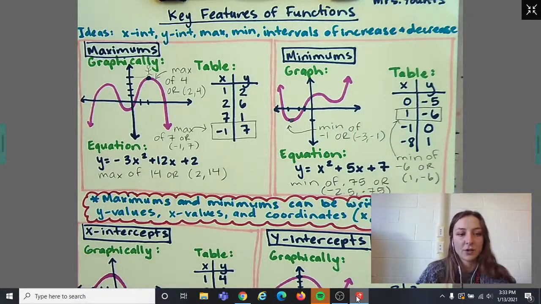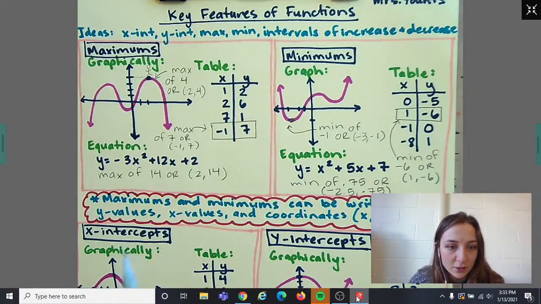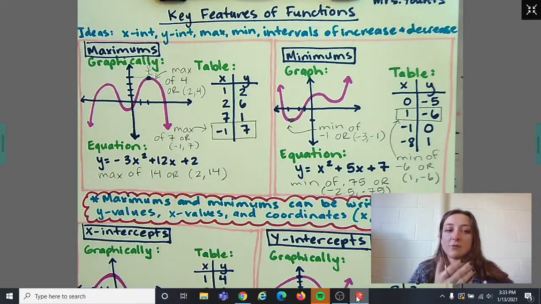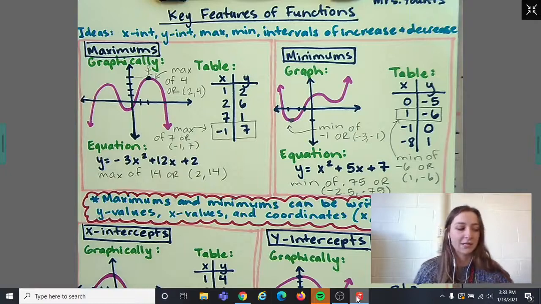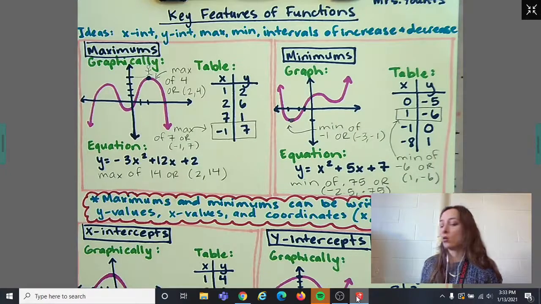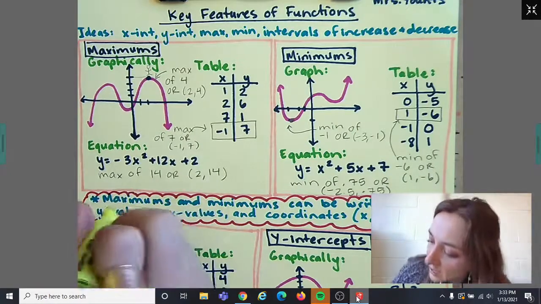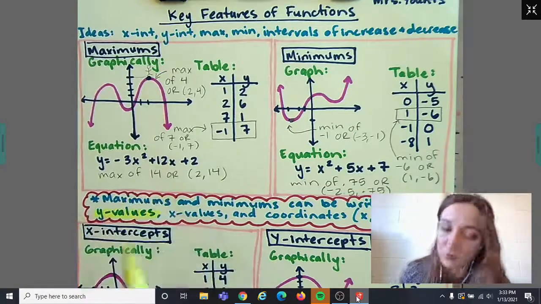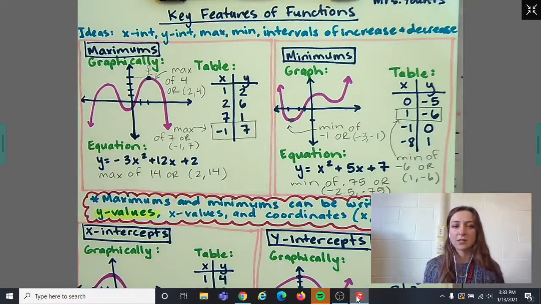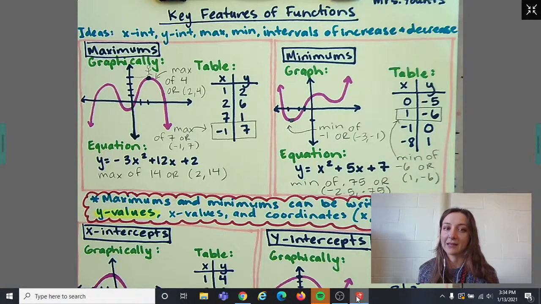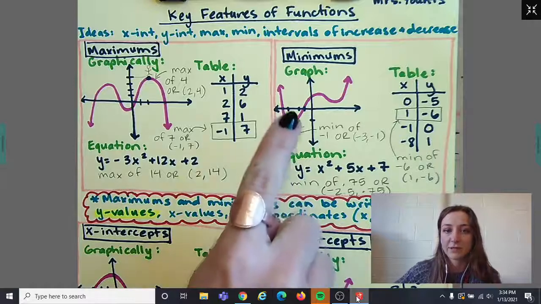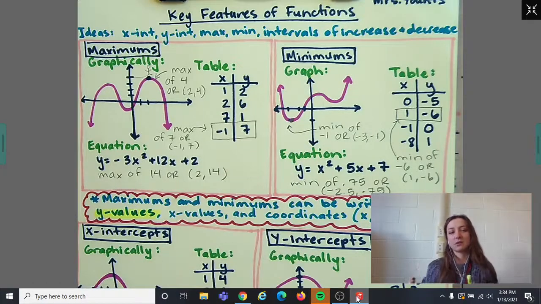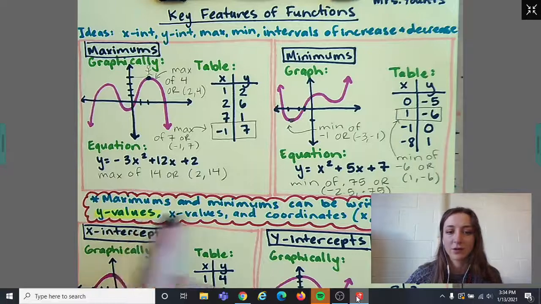Okay, so let's move on to our little bubble down here. So one thing that I was saying before is that maximums and minimums can be written as y values. They can be written as x values, but that's not going to be happening very often, or they can be written as coordinates. So I'm just going to highlight y values here because that is going to be our main thing that we're going to use. X values is not really going to occur very often. We can say that it's happening at the x value of -3, for example, but that's not necessarily going to be something that would be asked of you. Most of the time it's going to be y values or coordinates.